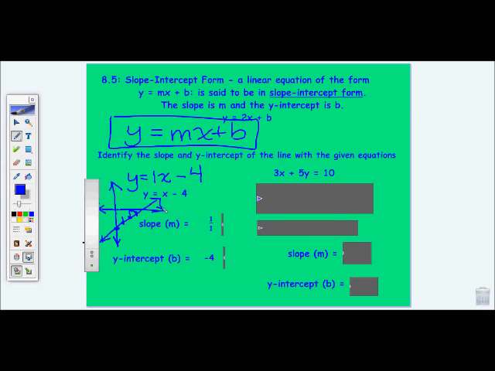Okay? Let's look at the coefficient to x. Is it positive or negative? Positive. Does this line have a positive slope?